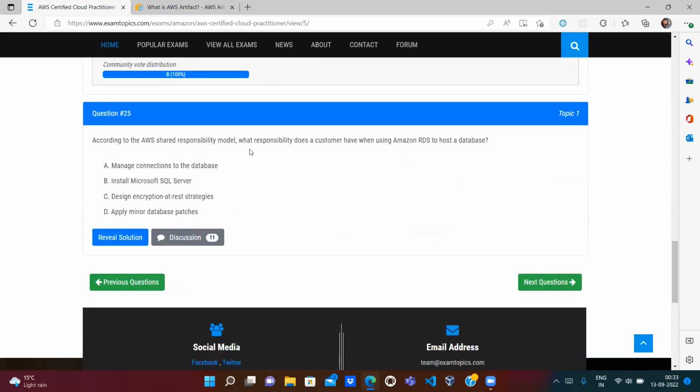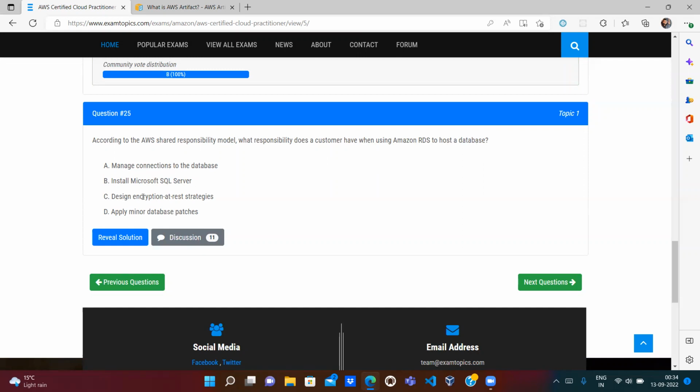According to the AWS shared responsibility model, which responsibility does a customer have when using Amazon RDS to host a database? Manage connection to the database, install Microsoft SQL Server. So that is wrong. Database patches will be applied by AWS only, and we don't need to install the SQL Server. We just go to the console and create the RDS.